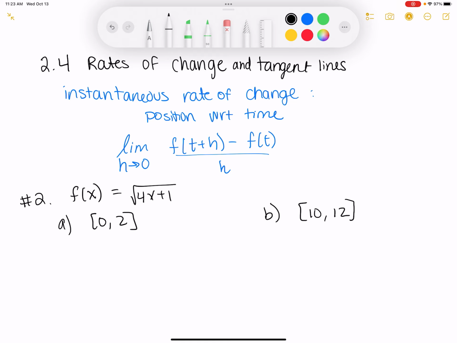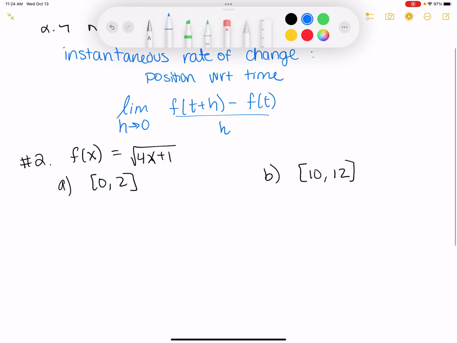Okay, and you may sit here and think they're 2 apart in both cases, so the answer is going to be the same. That might occasionally be true, but it will not always be true. More often than not, they will be different.